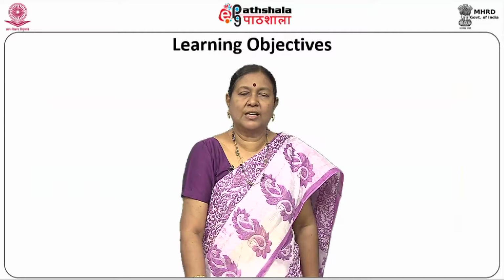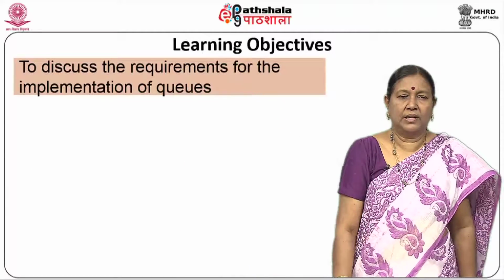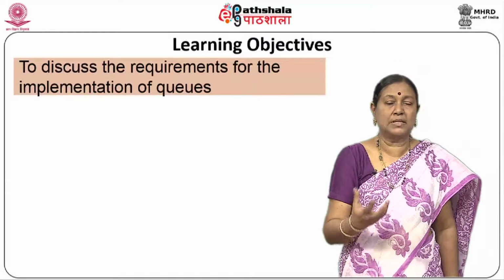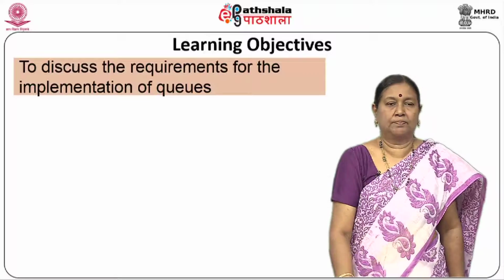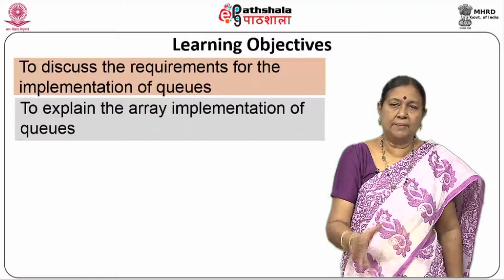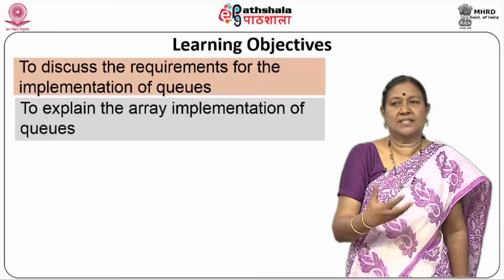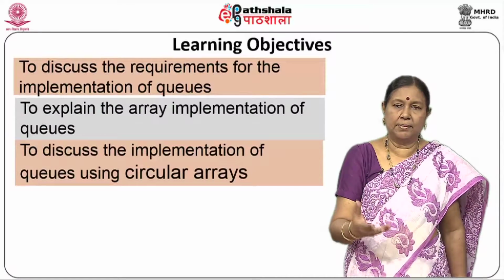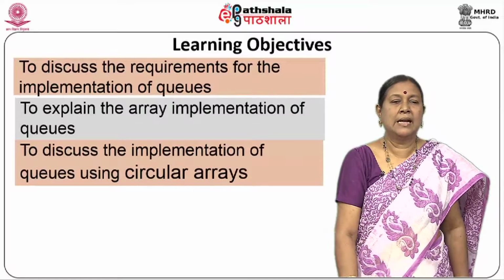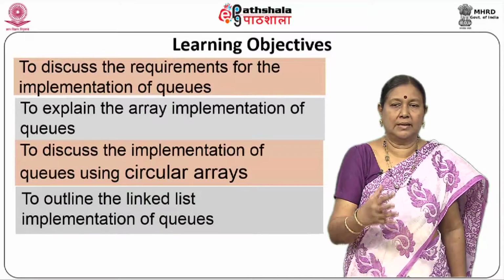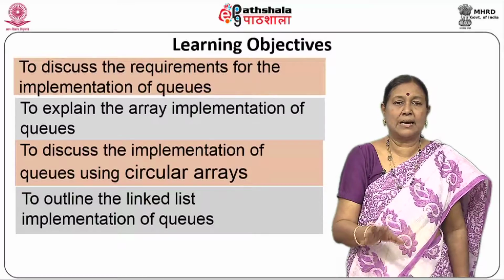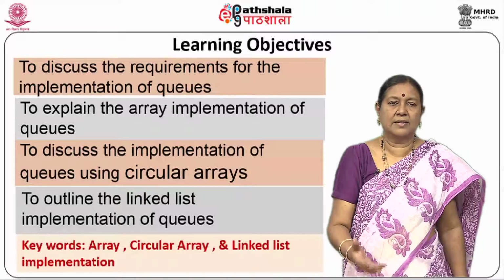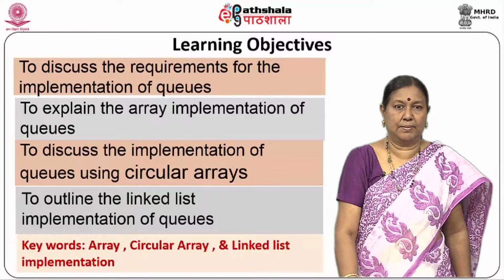Now, let us look at the learning objectives of this module. They are the following. It is to discuss the requirements of the implementation of queues. What are the requirements for us to implement queues? Then we talk about the array implementation of queues. There is something interesting here, we will talk about it as we come along. Then we talk about the implementation of queues using circular arrays, and then the linked list implementation of queues. Basically, this chapter is about the implementation of queues. So, some of the keywords here are array, circular array and the linked list implementation.